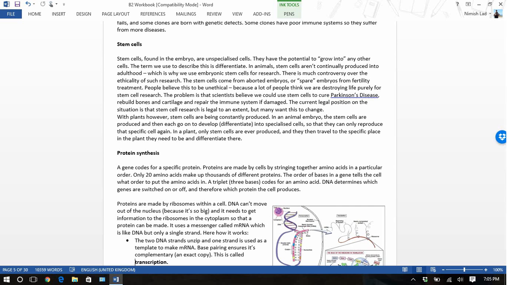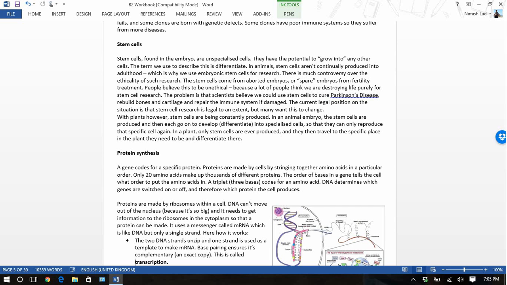So in animals, stem cells aren't continually produced into adulthood. So this is why we use embryonic stem cells for research. They have to come from an embryo. There's a lot of controversy over this. There's a lot of ethical issues. So remember, there's no right or wrong answer, but who should make a decision on this is very, very difficult to discuss.